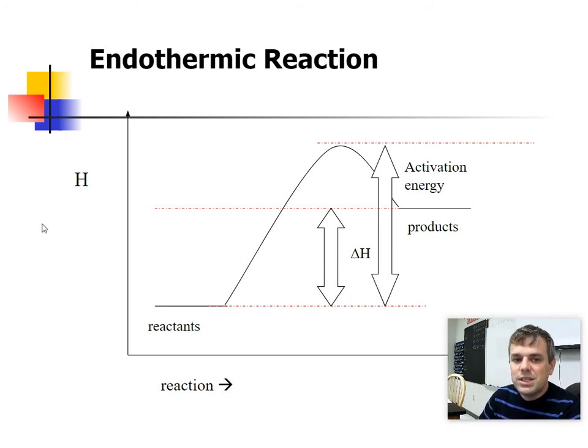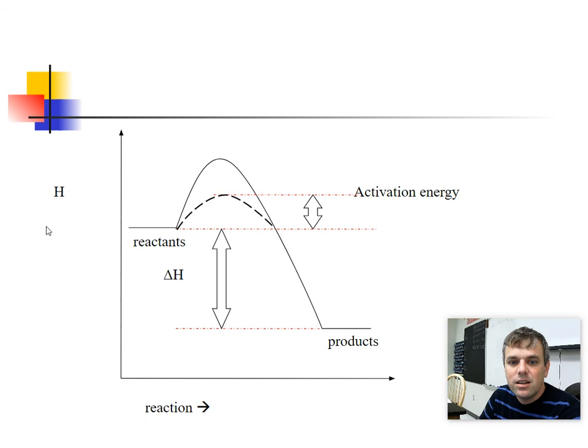A good example of an endothermic reaction is baking a cake. You have to keep putting energy into it to bake it by putting it into the oven, which puts energy into the cake constantly. You can't just stick it in the oven real quick to give it the activation energy and have the reaction keep going. You have to keep it in the oven to keep the baking process underway.